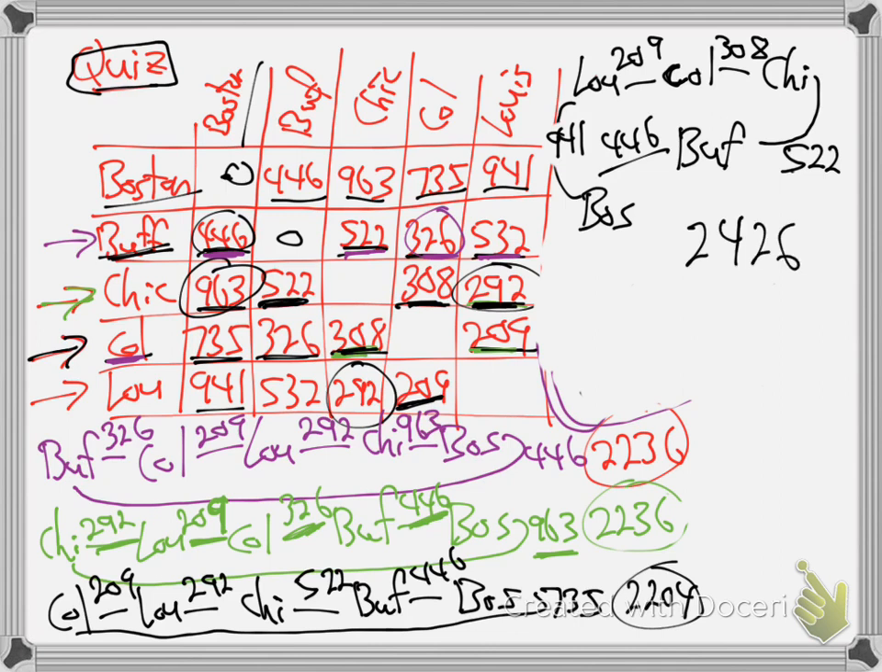2,426? Yeah. It ends in a 6. I just verified the ones digit. That's not the best answer. That's the worst answer, isn't it? So we have our winner, 2204. That's the lowest total.